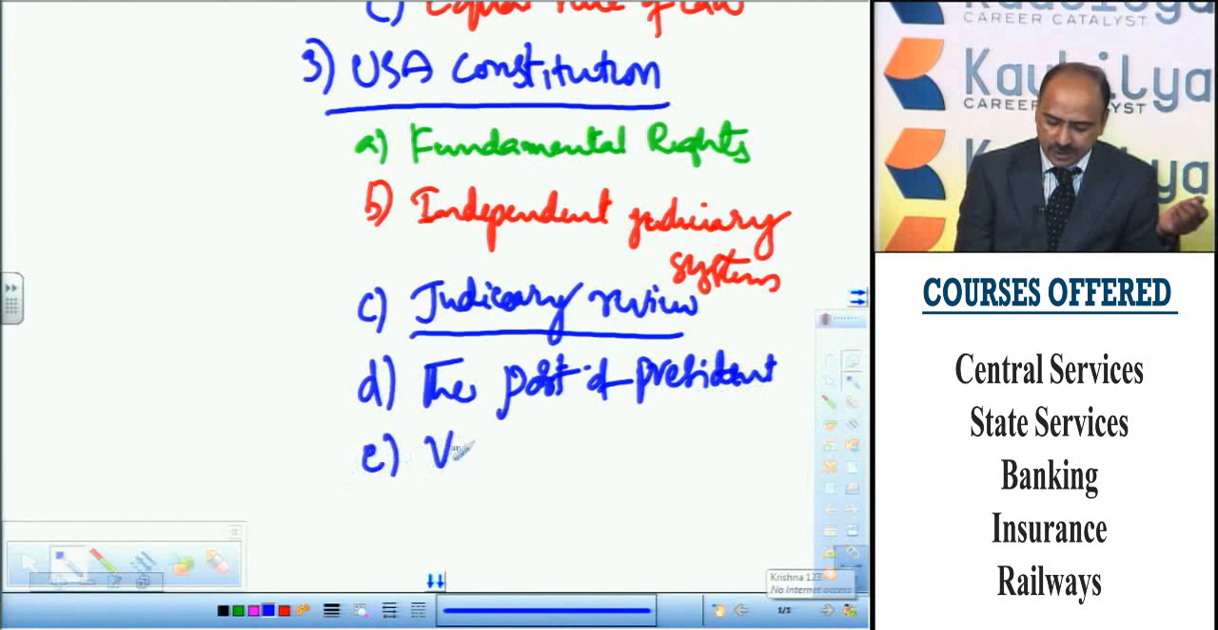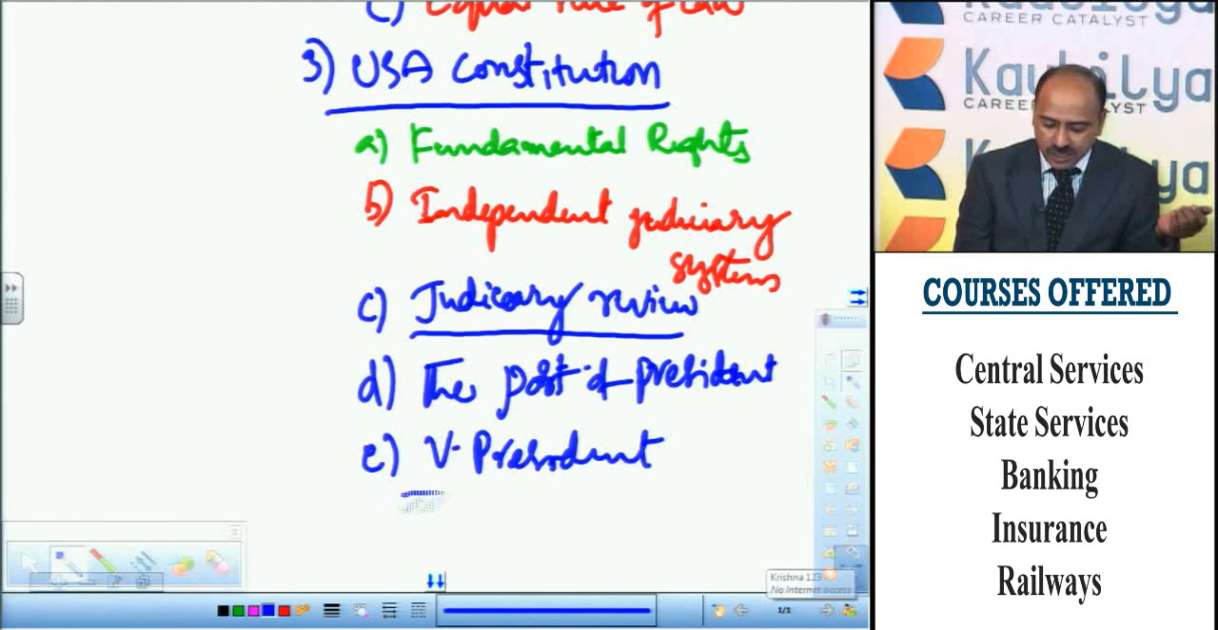Next, Vice President of India. The Vice President of India post is also borrowed from the American Constitution. India created one spare post. Whenever the president post is vacated, one spare post is required. For the acting president post purpose, we created the vice president.